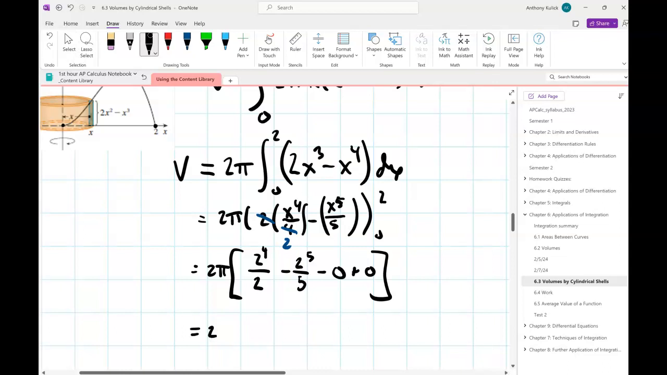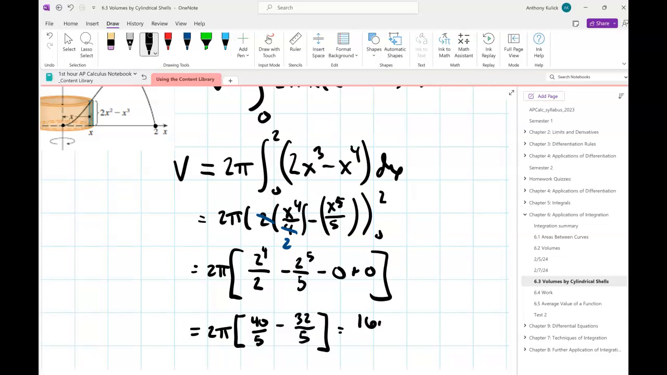So let's see, what do I get? 2 to the 4th is 16, divided by 2 is 8. 2 to the 5th is 32. So they have a common denominator, make that 8 into 40 over 5. So we end up with 8 over 5 times 2 pi would be 16 pi over 5.